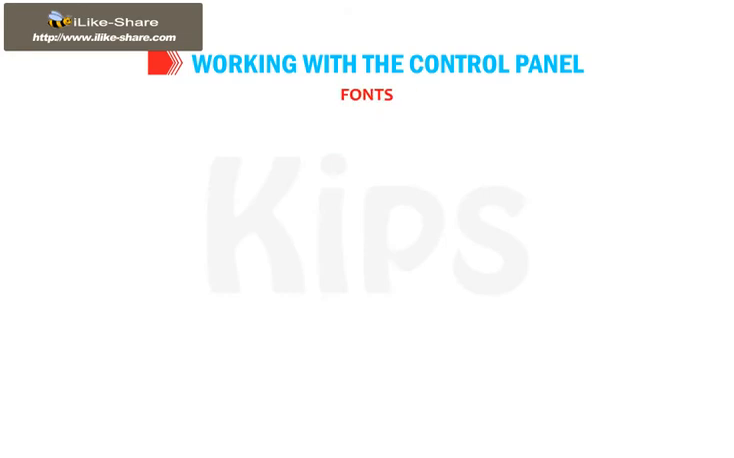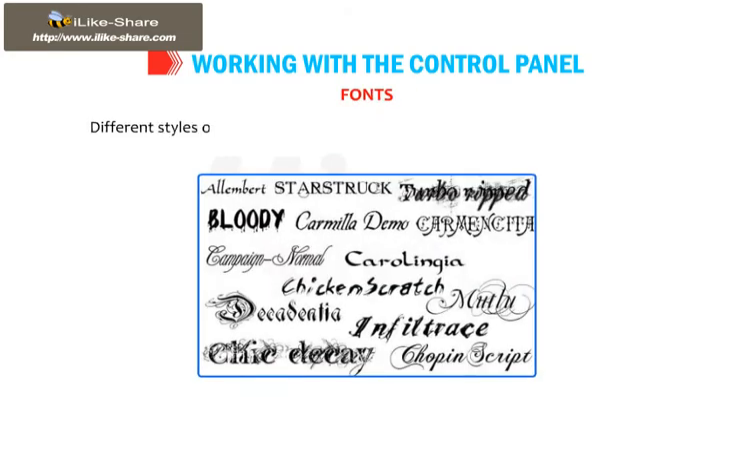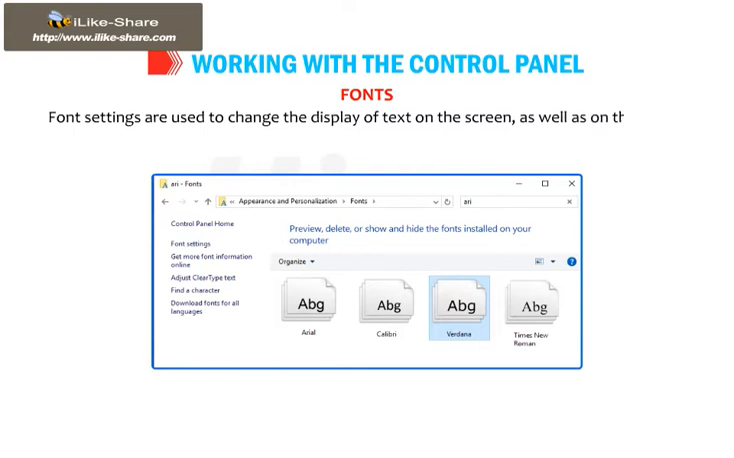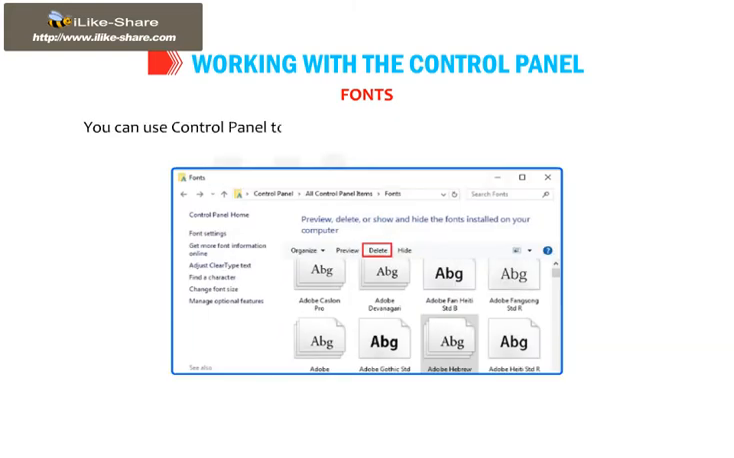Now let us talk about fonts. Different styles of writing, characters or text in a specific size are known as fonts. Some of the popular fonts are Arial, Calibri, Verdana, Times New Roman, etc. Font settings are used to change the display of text on the screen as well as on the paper while printing. You can use Control Panel to view fonts, add new fonts, or delete existing fonts.